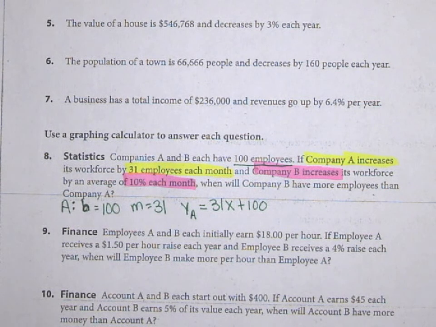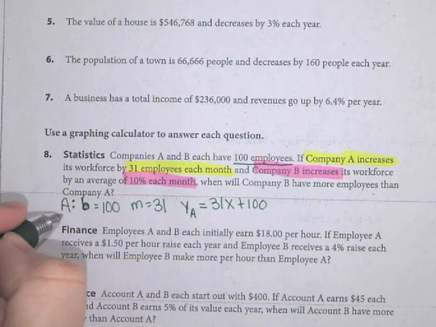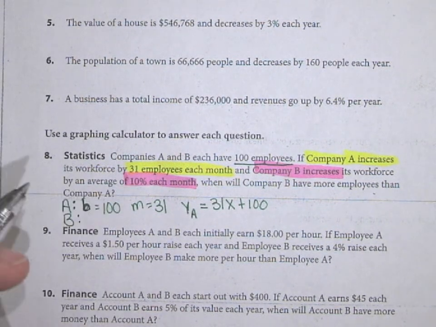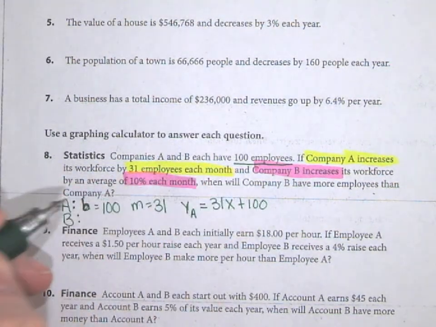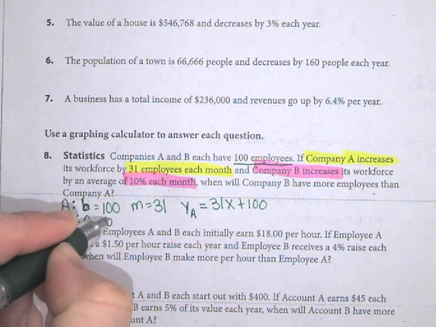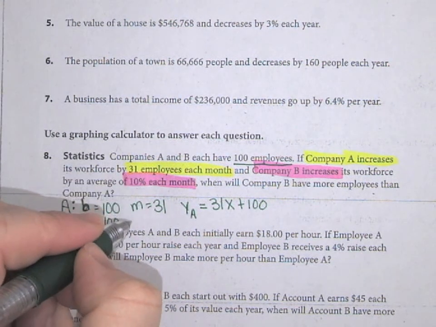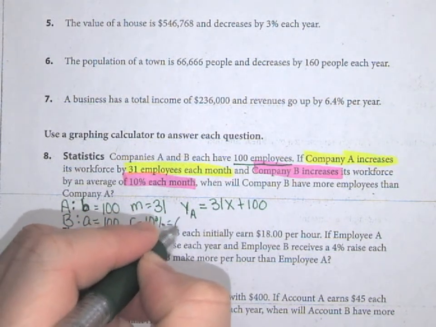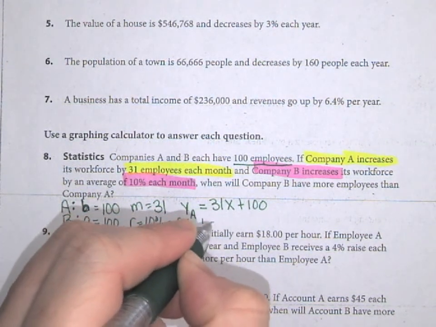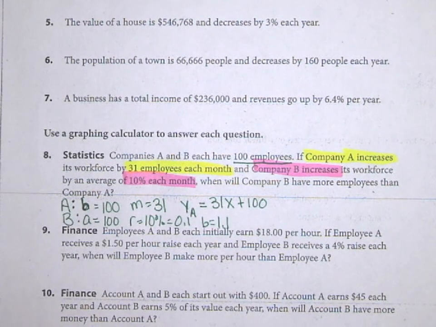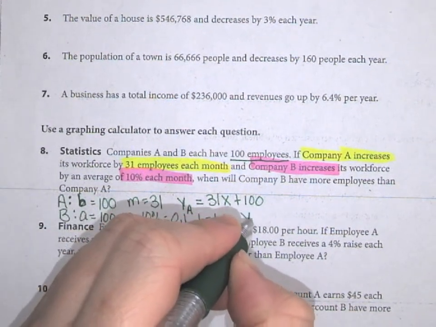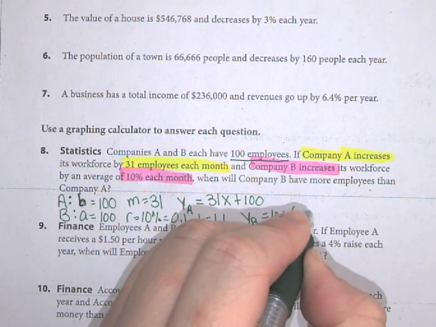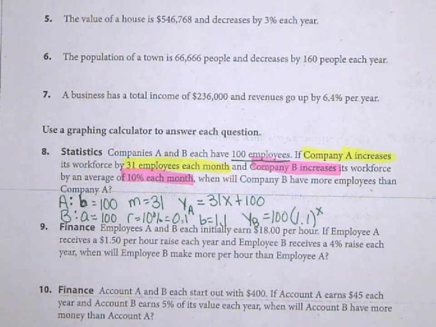All right, and then for company B, I'm going by a rate. So here I will have my A and B. So again, my A is the same. They're both starting at 100. My rate is 10% or 0.1. So my B value is 1.1 because it's increasing. So my equation, Y sub B, is going to be 100 times 1.1 to the X.